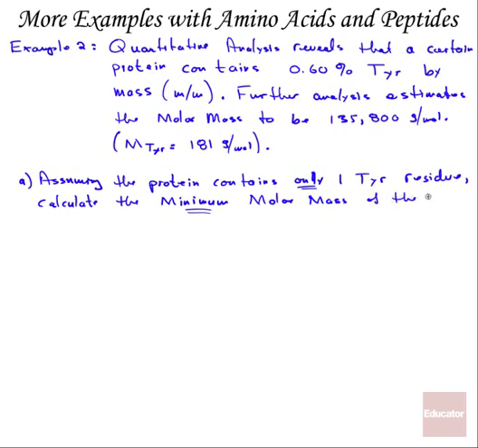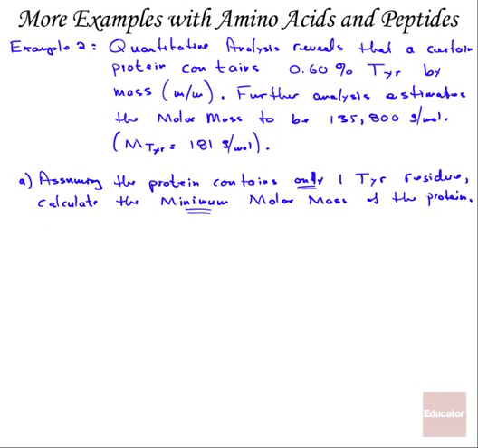So what we're going to be doing, by assuming that we actually have just one tyrosine residue, we have the percentage. If we assume just one tyrosine residue, we can place a lower limit on the molar mass. And then from there, given this other bit of information, the 135,800, then we can go ahead and find out a little bit more about it. So let's go ahead and do the first part.